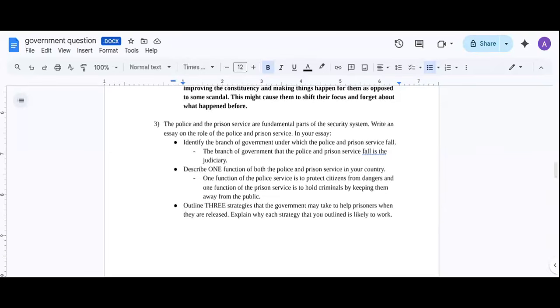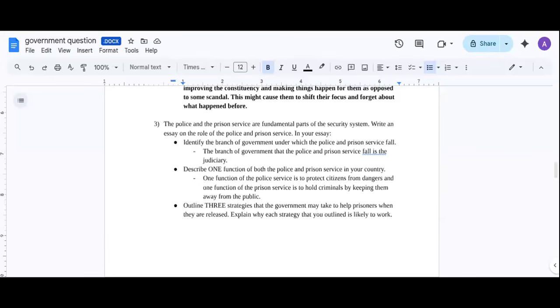So this is the essay type question here. The police and prison service are fundamental parts of the security system. Write an essay on the role of the police and prison service. Here they're not asking you to do a letter or a speech, just write an essay. So this is one of the easiest formats because it's just an essay. Just come with the introduction as normal as to what you're going to put in your essay, and your conclusion after you finish.